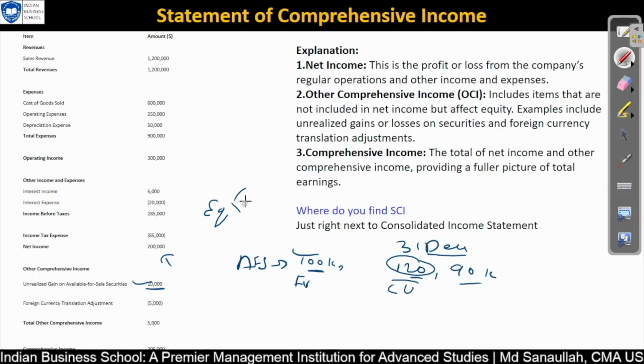In the equity section we have common share, additional paid in capital, and then retained earnings. So this income part will go to your retained earnings. Whenever you gain, that will be added. Whenever you have a loss, that will be reduced.